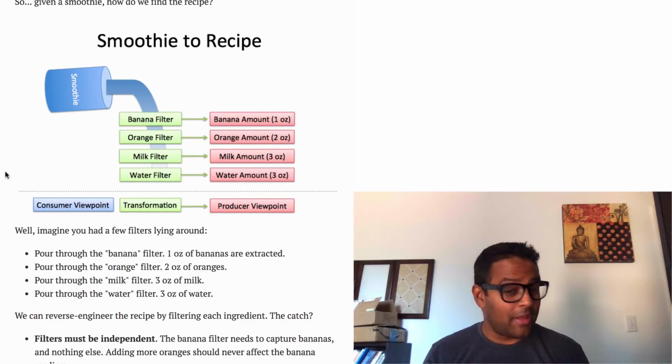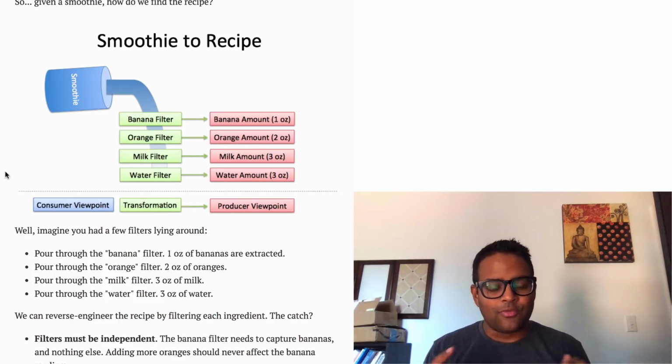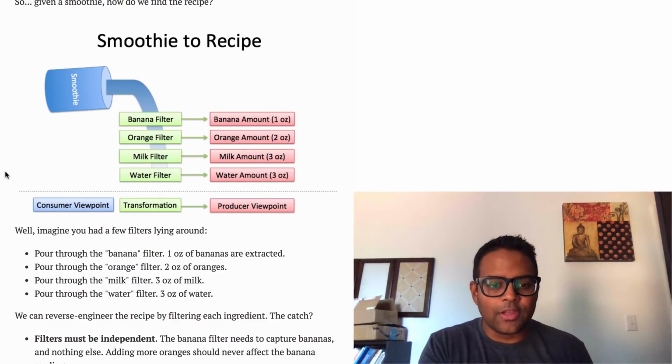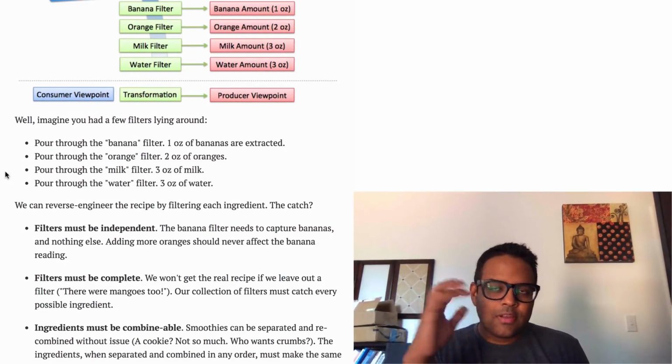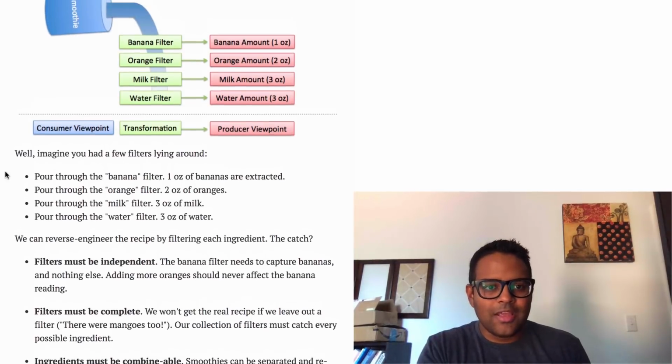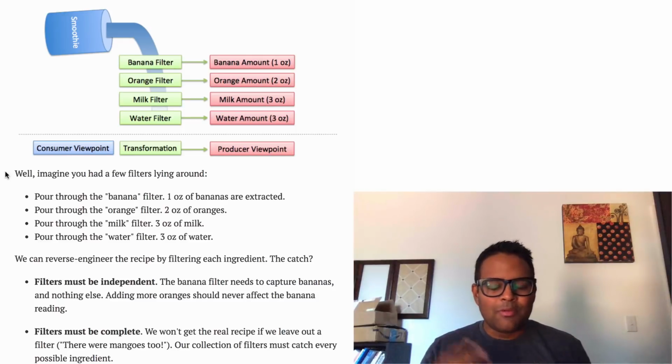The filters need to be independent, which means that a certain ingredient should only show up on one filter. If we have mango, it shouldn't change the banana filter at all. Each filter should be essentially independent and measuring only one ingredient. And lastly, the ingredients need to be combinable. This is kind of a mathematical property, but essentially it needs to be time invariant and also scalable. Basically, we need to be able to combine the ingredients in any order. It doesn't matter which order we blend things, we get the same smoothie back. And that's really important. So those properties are essentially what we're looking for when we're trying to find these filters.